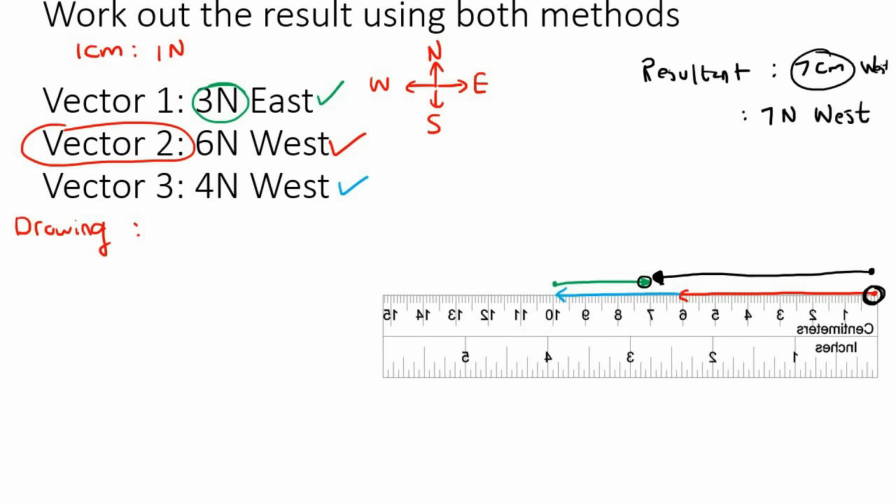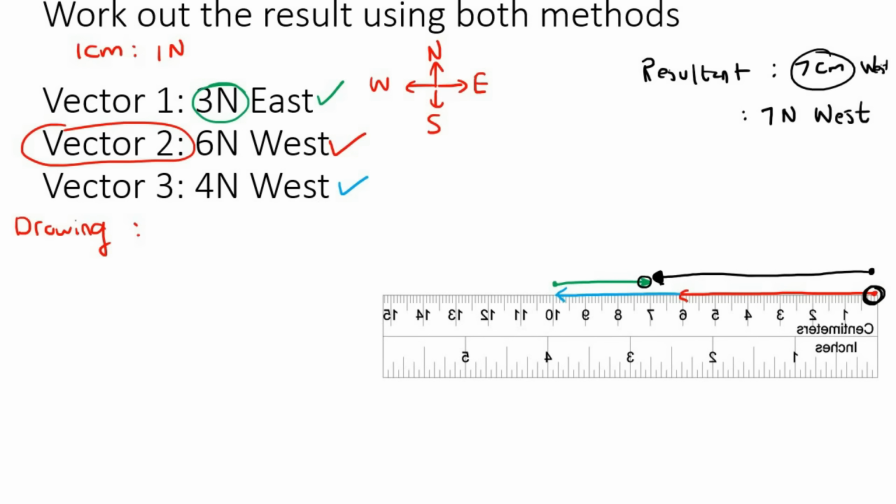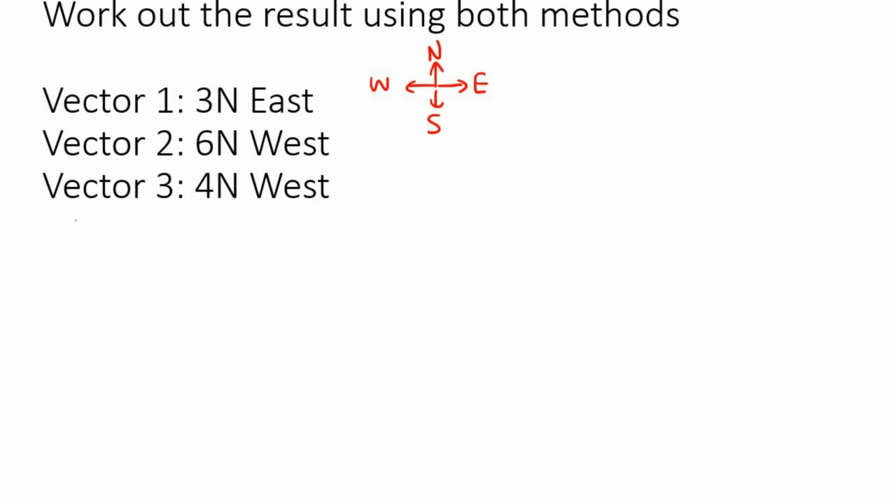Now we're going to do this question using the calculation method, and then we just have one more example over here, and then we will be done with this lesson. So if you've made it this far, you are awesome. Well done for putting in the effort. So let's just remember our answer. We said 7 newtons west. So we should get the same answer when we use the calculation method.